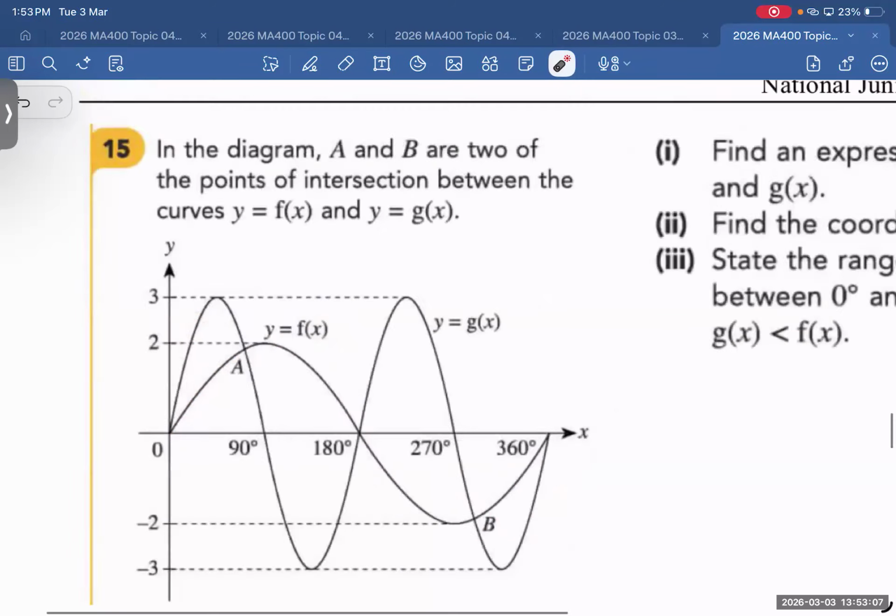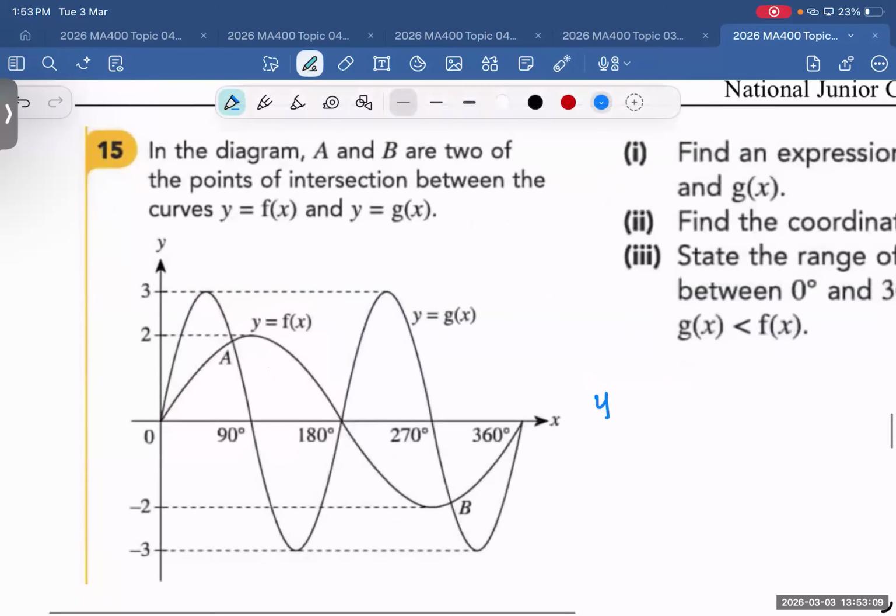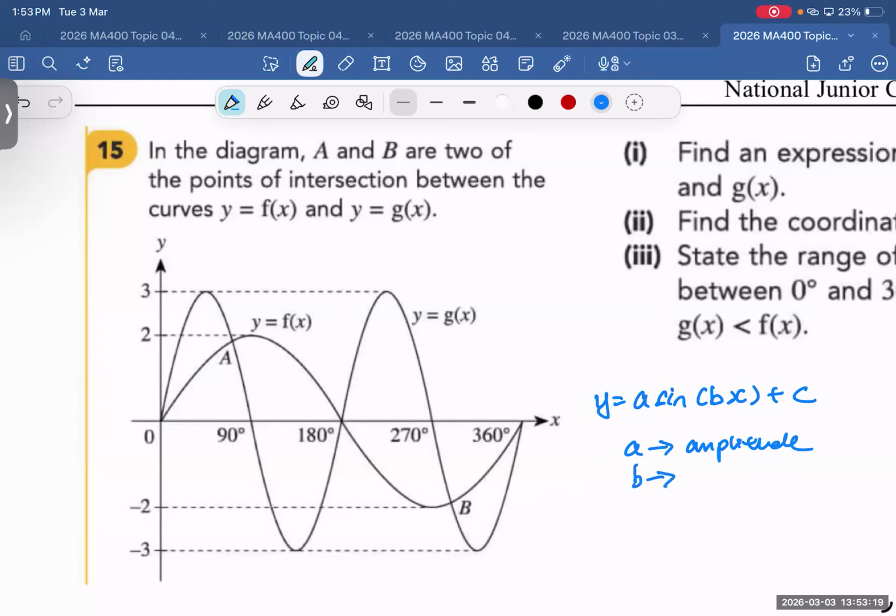So remember, when y equals a sine bx plus c, a represents amplitude, b represents period. The period is 360 over b, or 2 pi over b. c represents the axis of the curve.